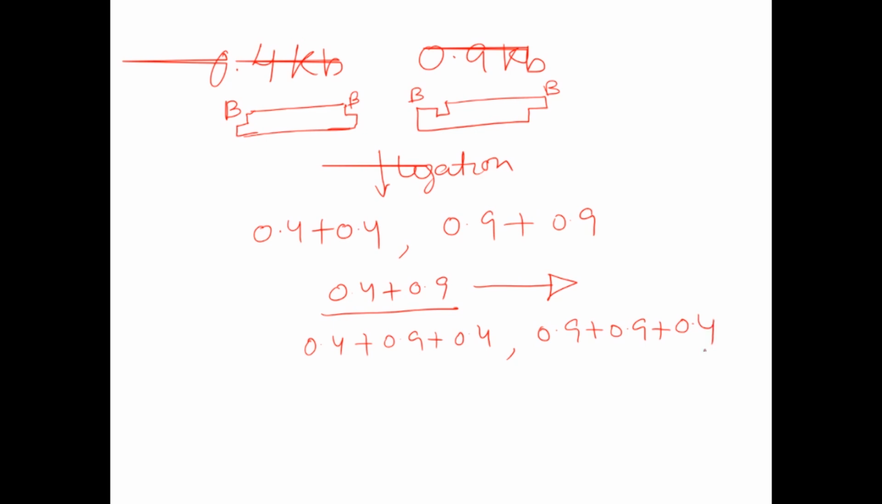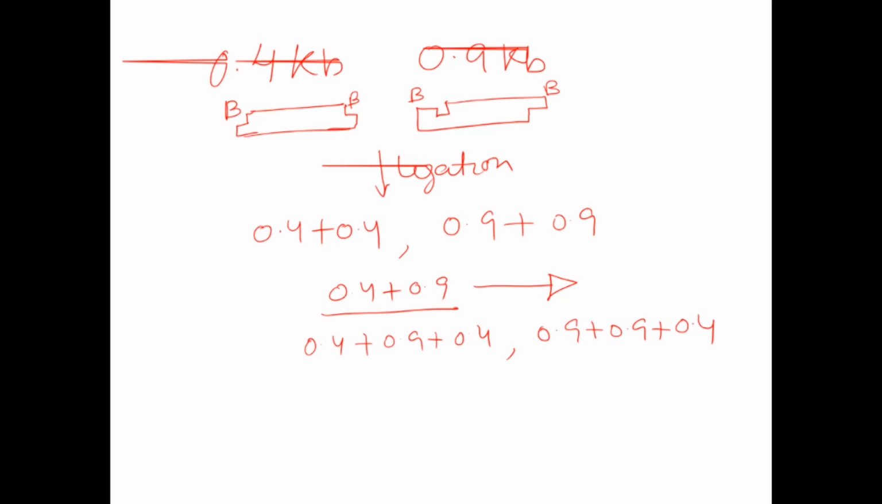Because you are using the same restriction enzyme, many combinations are possible. 0.4 and 0.4 can stick to each other, that will give you 0.8 kb. 0.9 and 0.9 can stick to each other because both have generated the cohesive ends with the same enzyme, so you can get 1.8. 0.4 and 0.9, that is what you are hopeful to get, will give you 1.3.